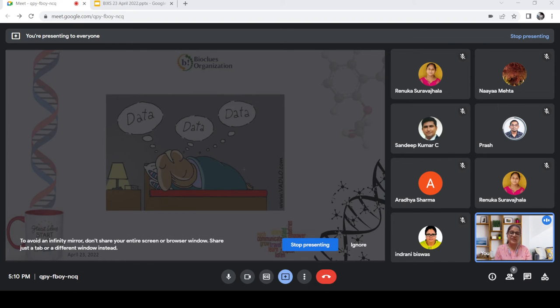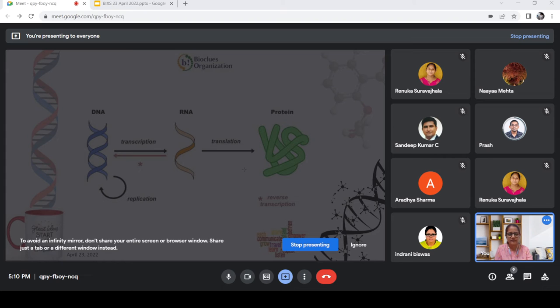So, what is the big question now? How do we start with bioinformatics? We start with the base of three data types. You all must have studied the central dogma of biology. Let's start with the basic biology.